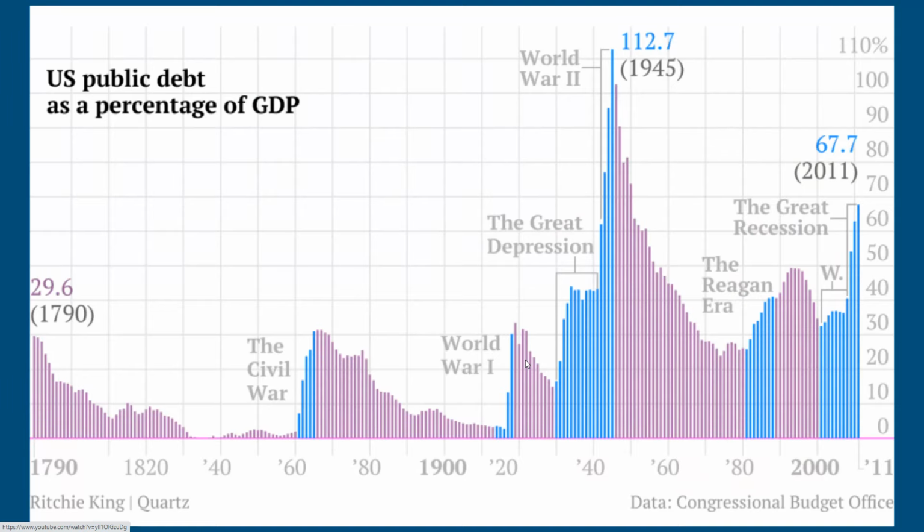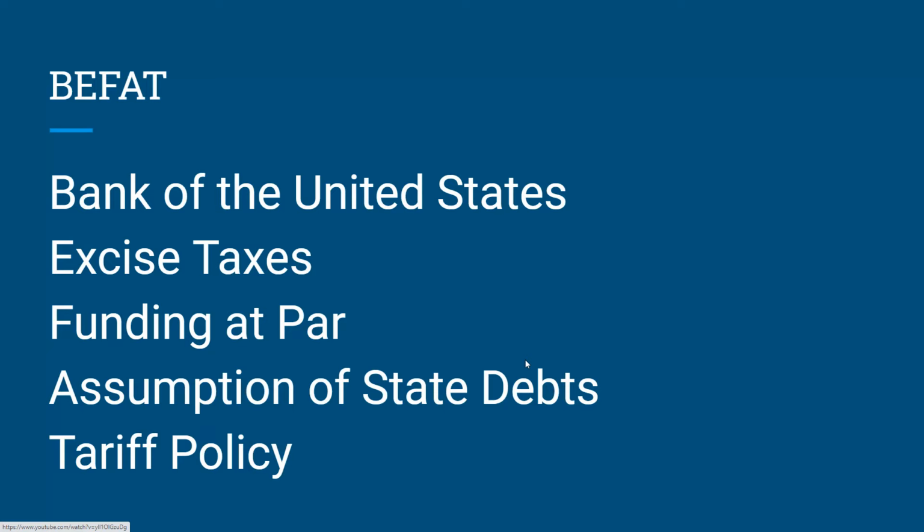The fact is, we didn't have a whole lot of credit. So BFAT, this is BFAT right here: Bank of the United States, excise taxes, funding at par, assumption of state debts, and tariff, putting taxes on imports. This is his 5-point plan.